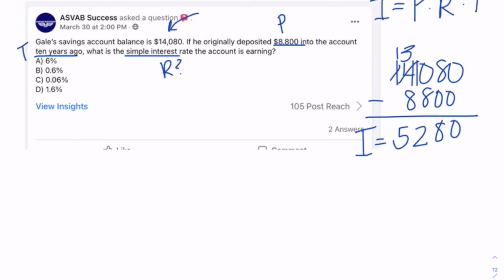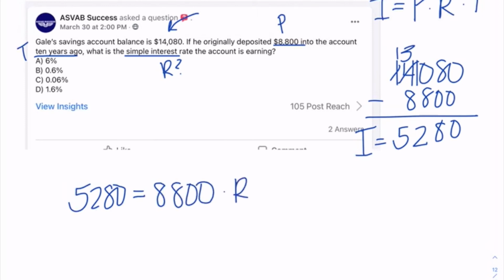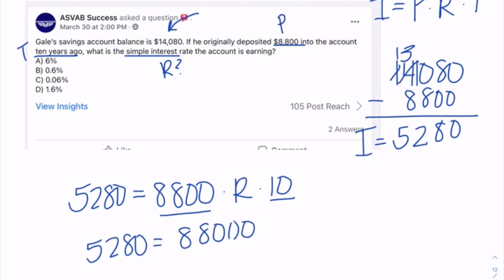Now that we've subtracted, we can write everything in our equation. 5,280, which is the interest, is equal to principal 8,800 times, we don't know the rate, but we do know that the time is 10. So we can multiply these two, 8,800 times 10, and that gives me 88,000. I'm just adding a 0 to the end of that.